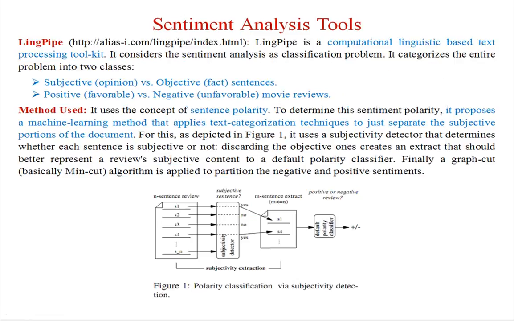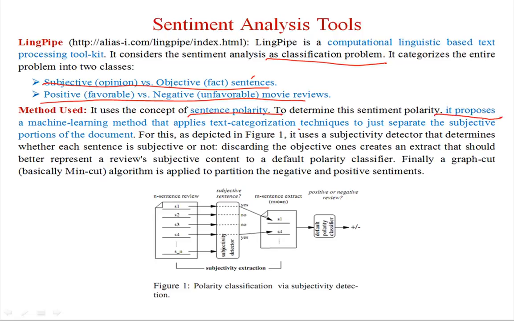Another sentiment analysis tool is LingPipe. It is a computational linguistics based text processing toolkit. It considers sentiment analysis as a classification problem. It categorizes the entire problem into two classes: subjective versus objective sentences, opinion versus fact, and positive versus negative, or favorable versus unfavorable in the case of movie reviews. It uses the concept of sentence polarity to determine the sentiment polarity.